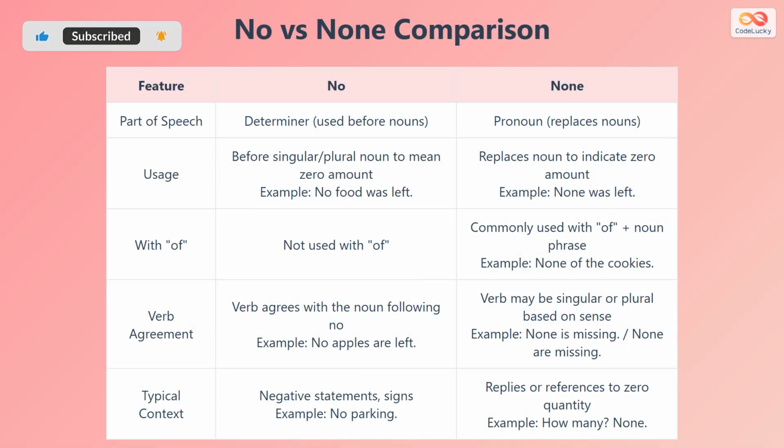No is a determiner, used before nouns to say there is nothing of something, like no apples are left. None is a pronoun and replaces the noun in a sentence. For example, none was left. None is often used with of, like none of the cookies. No is used in negative statements or signs, while none replies to questions about zero quantity.